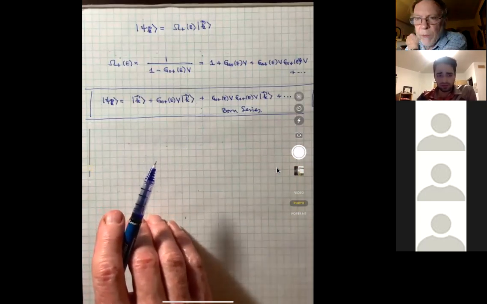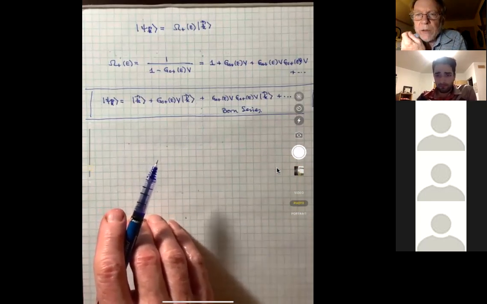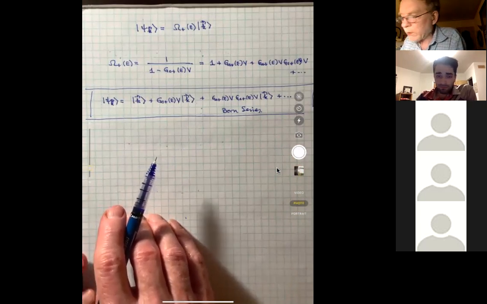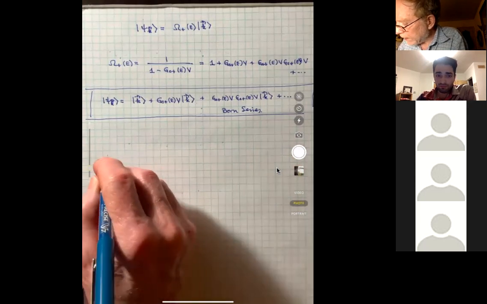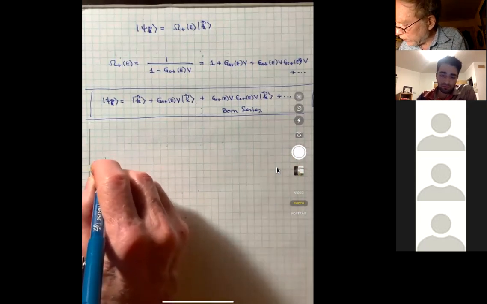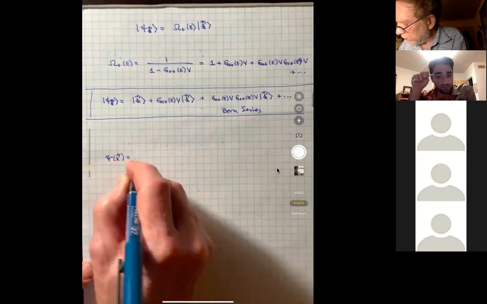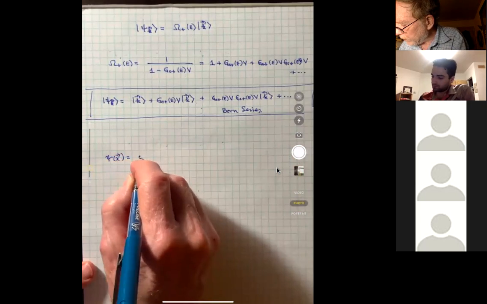Now, before I proceed with the Born series, I have to go back and cover a topic which I forgot to do earlier, an important one, as a matter of fact. So let's put this Born series on hold and allow me to go back to the Lippmann-Schwinger equation in wave function language. It is that psi of x is equal to phi of x, which is the free particle solution.